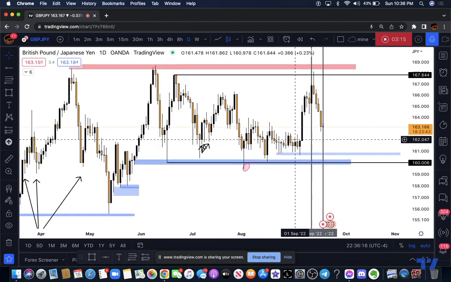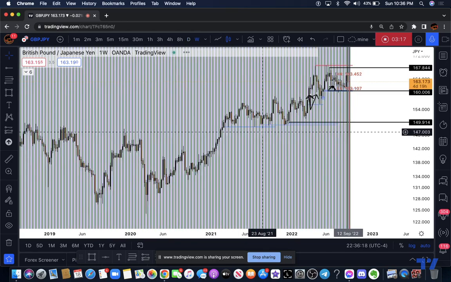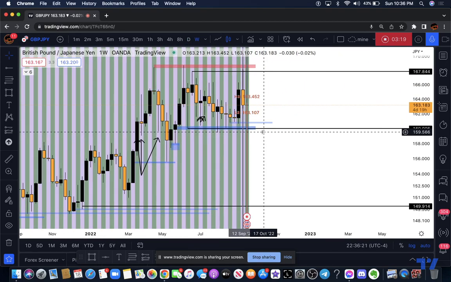Overall, daily structure is still intact. Weekly structure is still bullish as well. Right, all the JPY pairs have been pushing to the upside. So let's see what happens with this pair. Next, we have Euro USD.